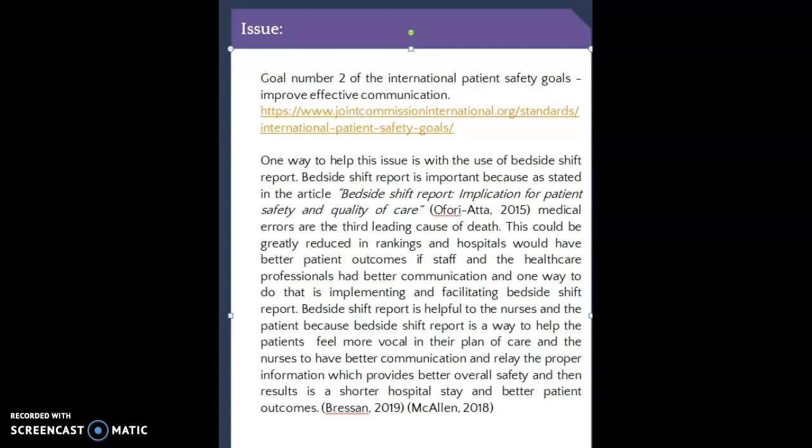Bedside shift report is helpful to the nurses and the patients because it is a way to help the patients feel more vocal in their plan of care and for the nurses to have better communication and relay the proper information, which provides better overall safety and then results in shorter hospital stays and better patient outcomes.